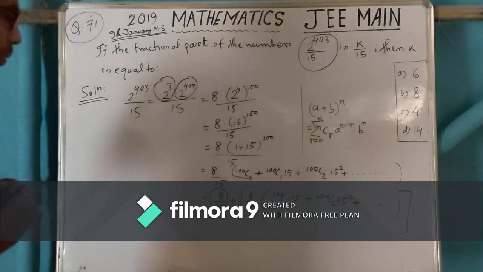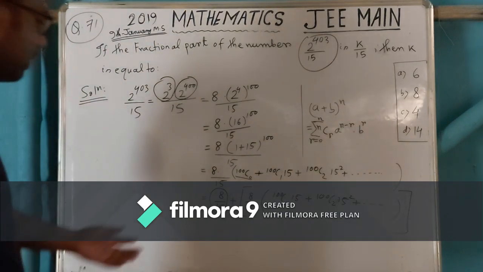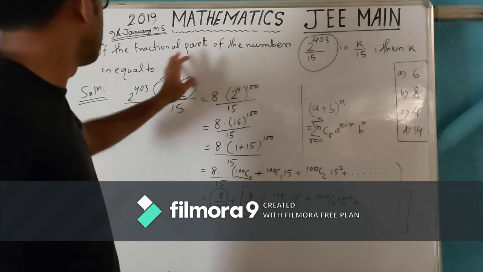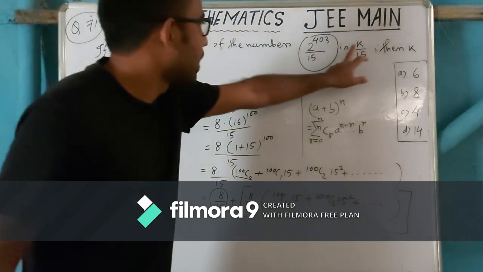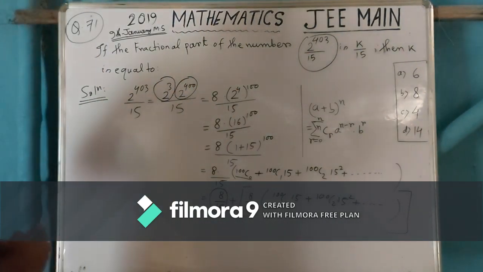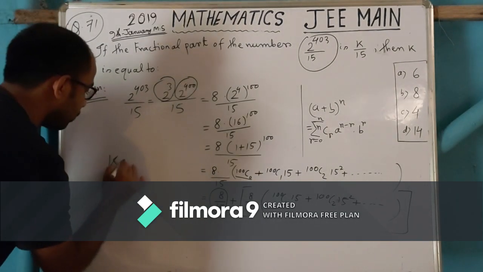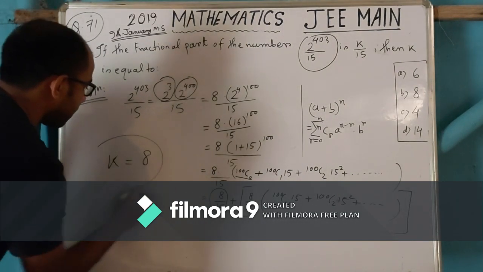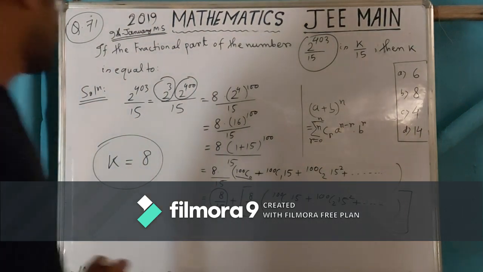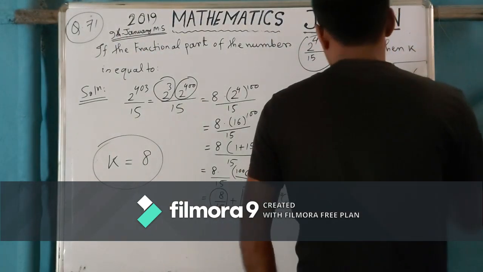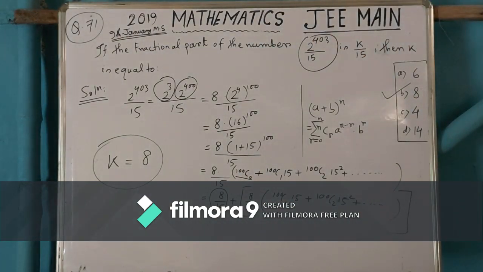So comparing this value to the problem's k by 15, we get k equal to 8. So the correct answer is B. And the next problem.